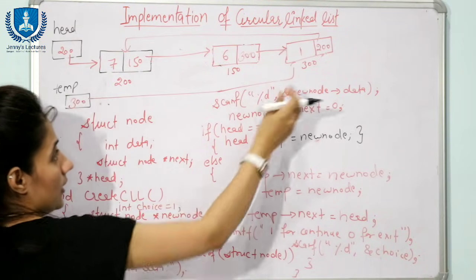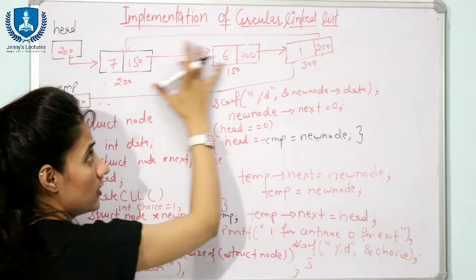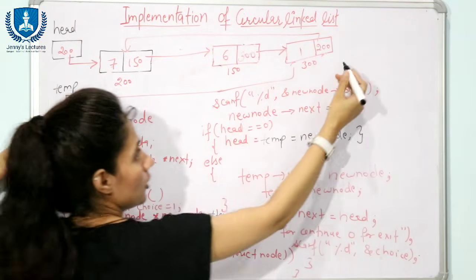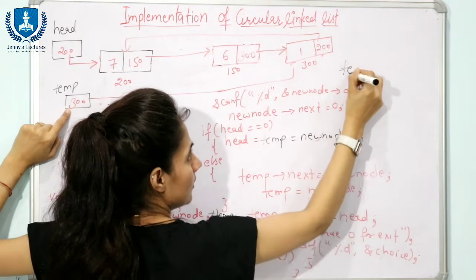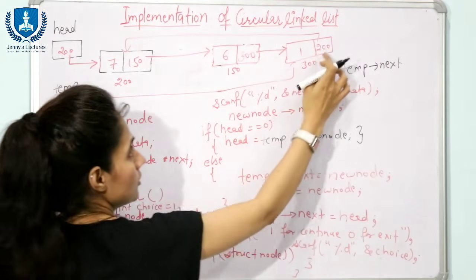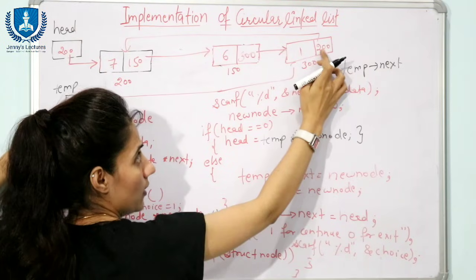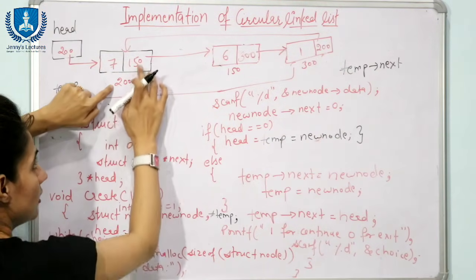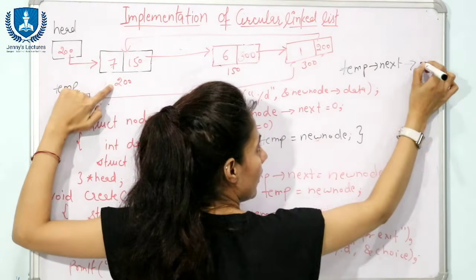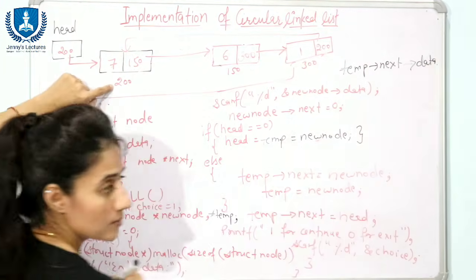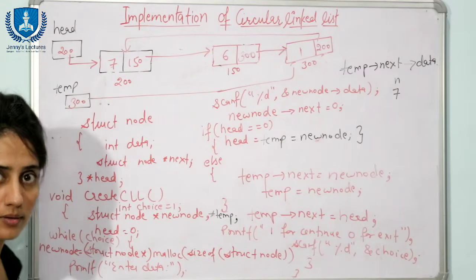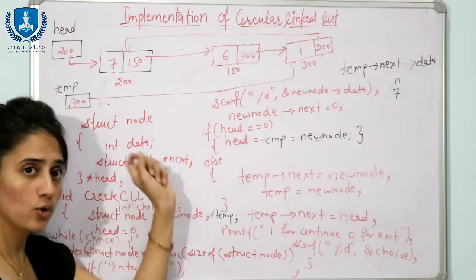See, this is the last node, and after inserting 3, temp would be pointing to the last node, right? Now temp is pointing to this node. So in printf, what can you print? Temp next. Temp next means this thing, right? 200. So 200 means we have reached this node, and the data of this node is 7. So again arrow and data. So this should print 7, right? It means we have created a circular linked list.